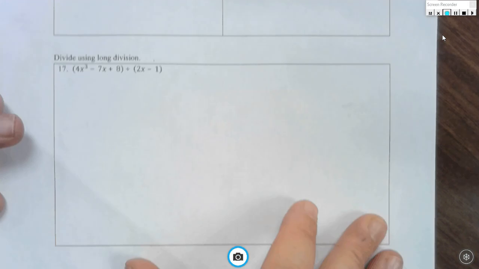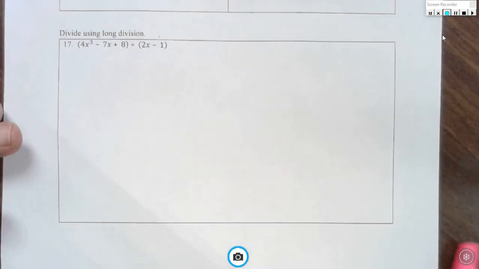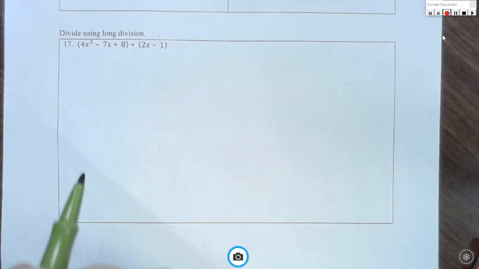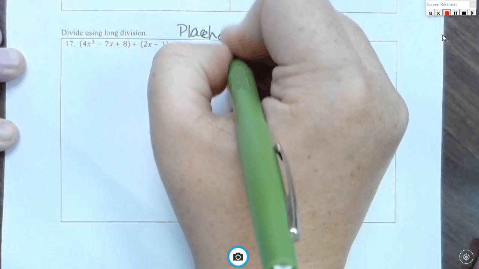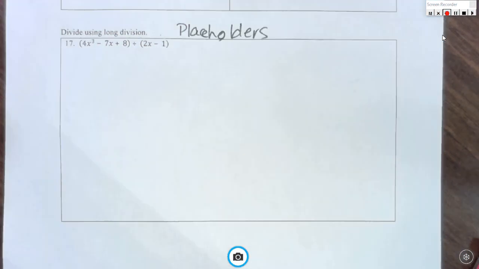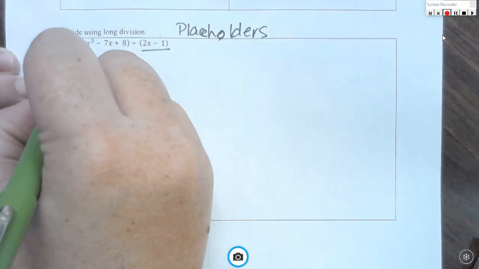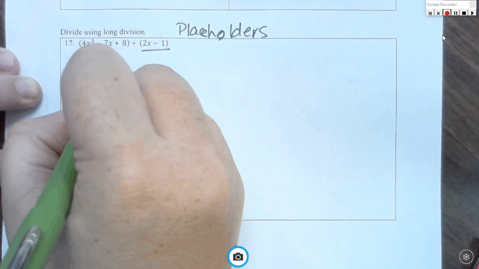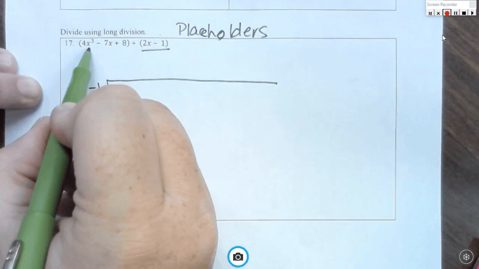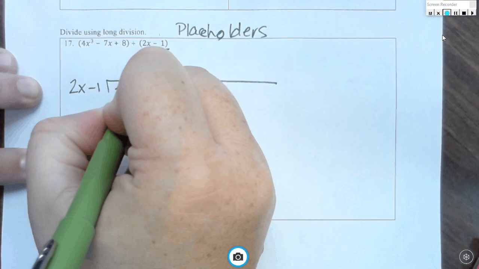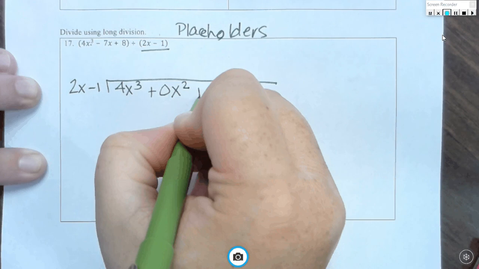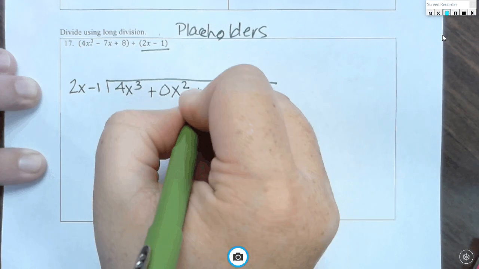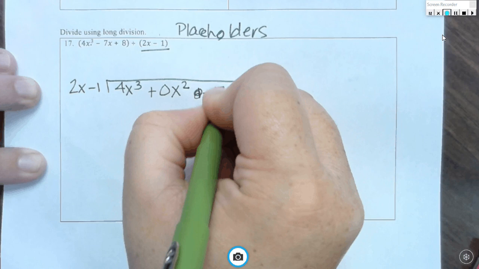On to long division, everybody's favorite. Here we go. All right, so when you set up, remember placeholders. Do not forget placeholders, or you will not come back to the right answer. This goes on the outside. This goes on the inside. So I've got 4x to the third. Notice I'm missing a power of 2, so I'm going to put a 0x squared. Well, this needs to be a minus. Minus 7x plus 8.